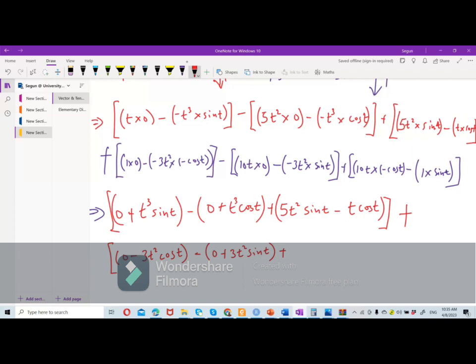Plus, now this is supposed to be minus times this. Let's deal with what is inside first. Minus 10t cos t minus, this is minus sine t. Any question? So you need to be legible when you are solving this problem.